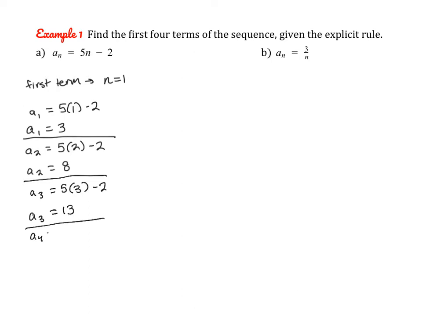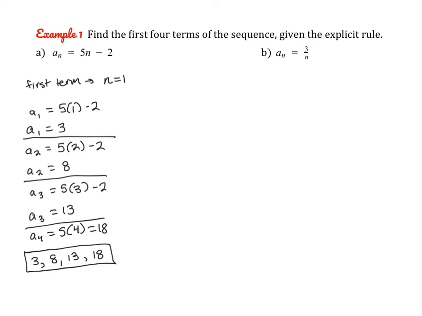And a sub 4, substitute n with 4. And we get 18. So the first four terms of our sequence would be 3, 8, 13, 18. And we list them with commas in between.